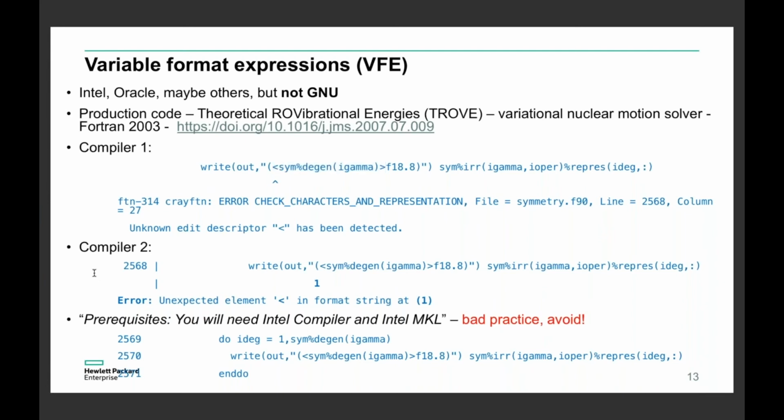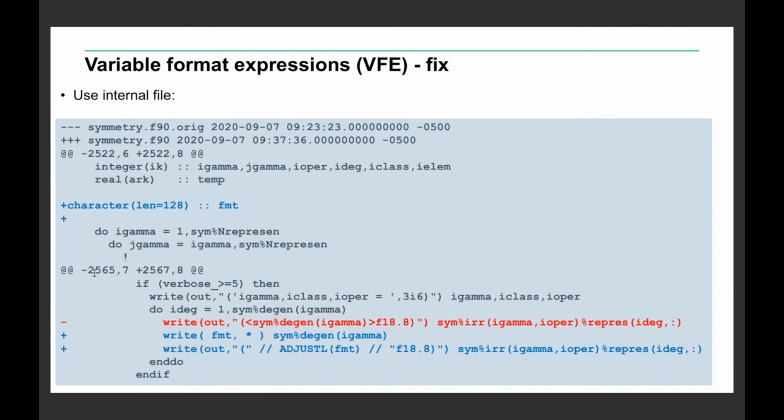The fix, in simple cases at least, or maybe I would go as far as to say in all cases, really, is just to use internal write. So instead of this in red, I'm replacing it with writing into this character variable, and then this character variable is used as the format. This is standard conforming Fortran and works very well at the expense of 1 extra variable and 1 extra line. So really no excuse not to use it.